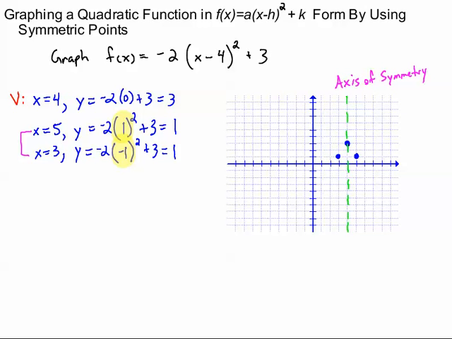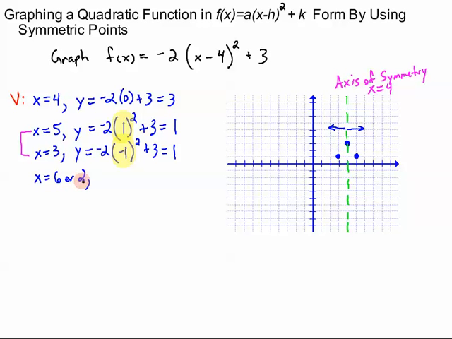By the way, this axis of symmetry is a vertical line, and the vertical line in this case can be described by the equation x equals 4. Vertical lines are always x equals a number, and in this case x equals 4. Let's find another set of symmetric points. So I've chosen 1 to the right and left of my vertex. Let's now go 2 to the right and 2 to the left of my vertex. So I want 6 and 2.